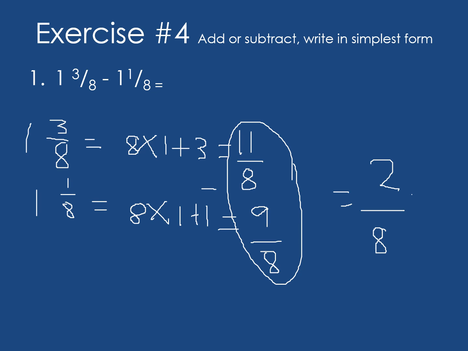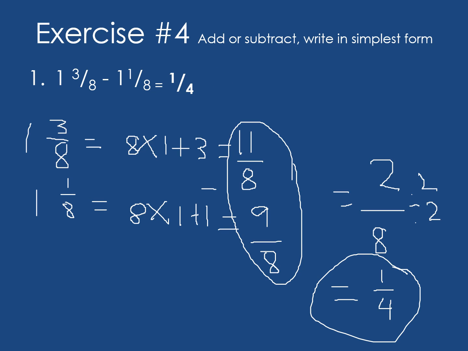Simplify your answer by dividing what number? 2. Okay, divided by 2. So your answer is equals to 1/4. Okay. Do you understand, children? So your answer is 1/4. So it's just very simple. You change the mixed number into improper, and proceed as in subtracting and adding similar fractions, then simplify to the lowest terms.